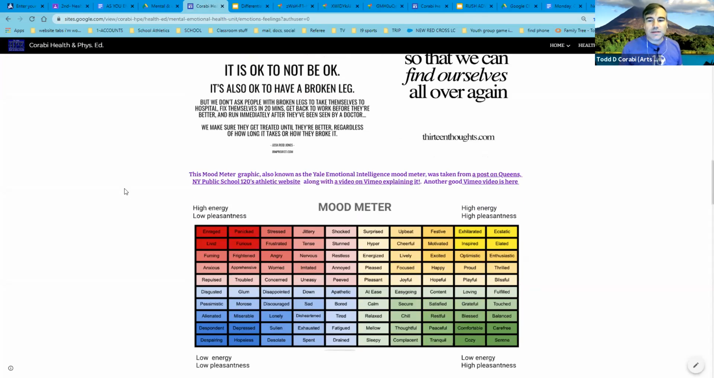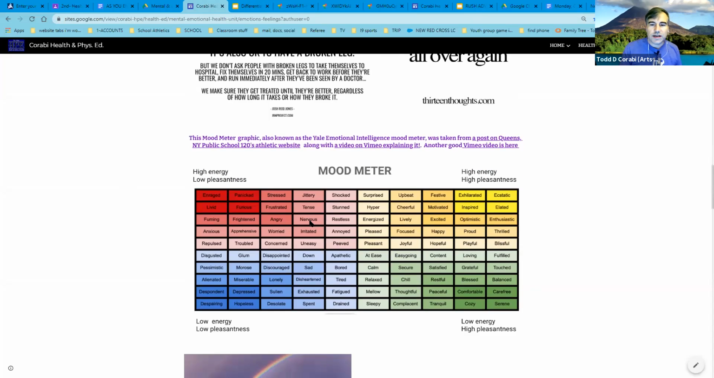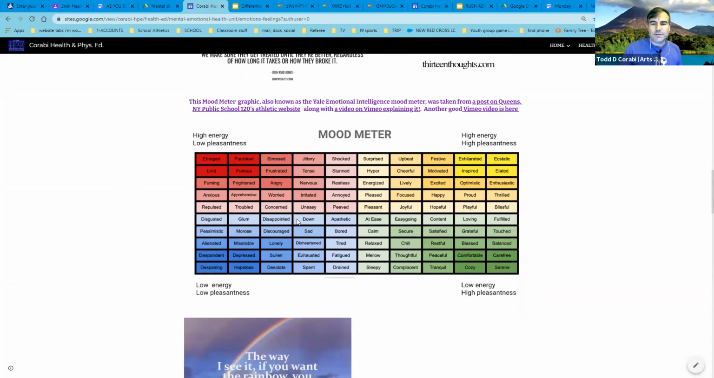Also, I'd like to point out something that you should have done in advisory classroom. It's the mood meter from Queens, New York public school that the school district kind of stole and used for their own activity. It's been out for a really long time. No, I don't care. They didn't steal it. It's public domain. And it's kind of a mood meter. Where are we falling and where do we want to be?